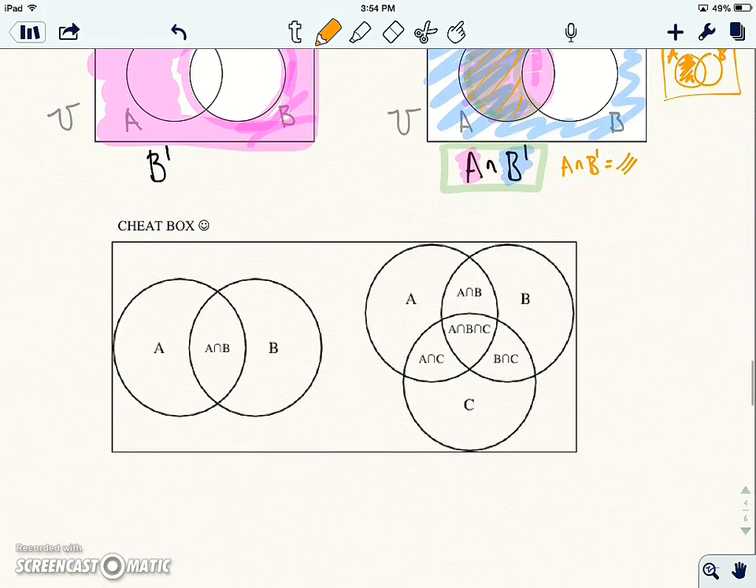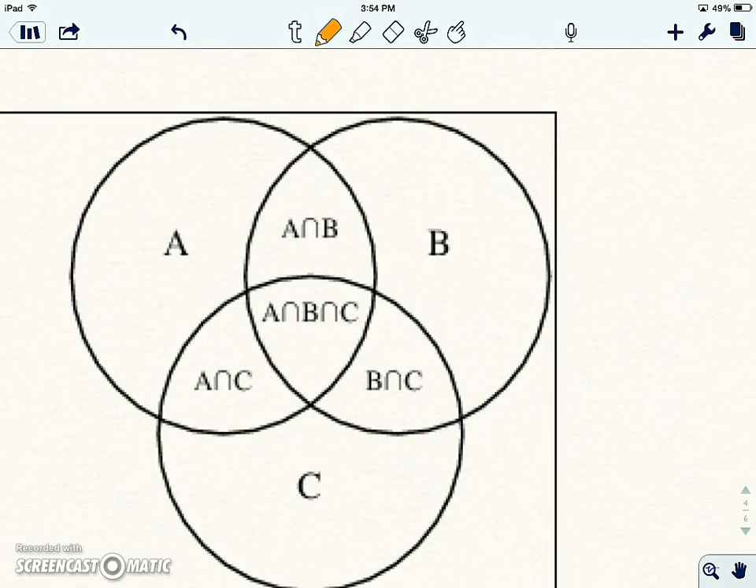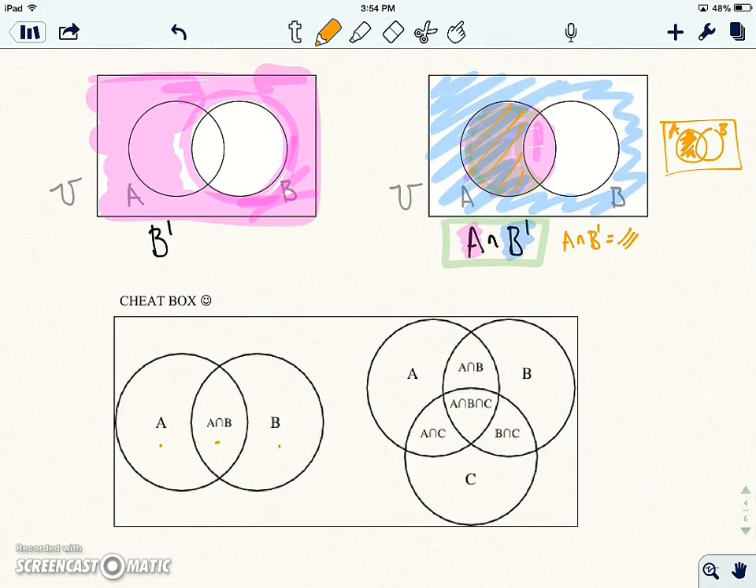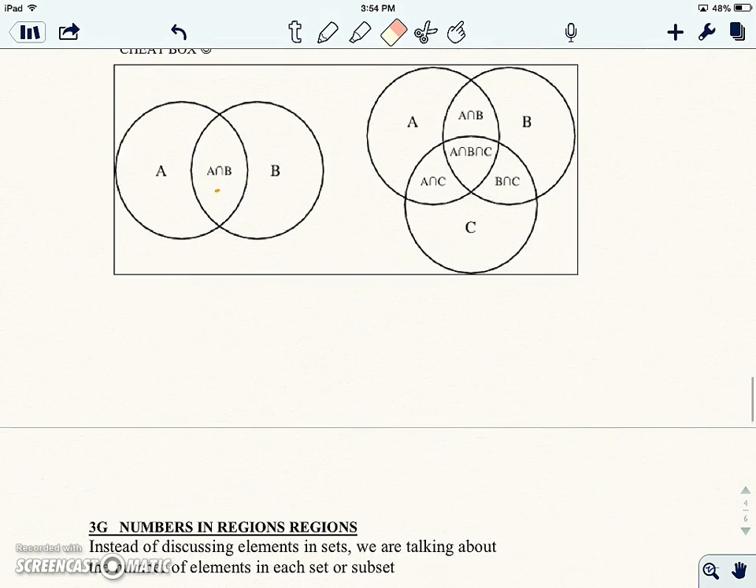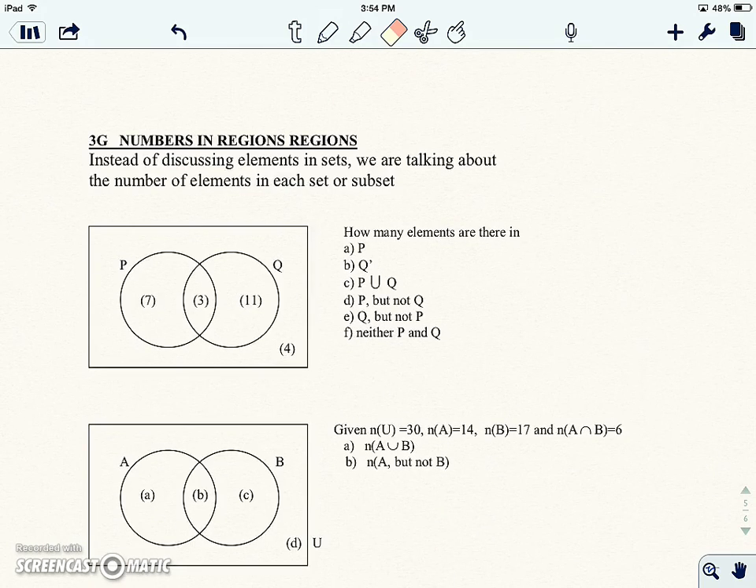All right, and here's kind of a cheat box where it tells you what A intersect B is, as well as if you had 3 sets. You could have 4, 5, 6, but we don't deal with anything more than 3. All right. Lastly, we have putting numbers in the regions. So it's all the same thing over and over again. Let's put some numbers in the region. So for the first one, we have region P.